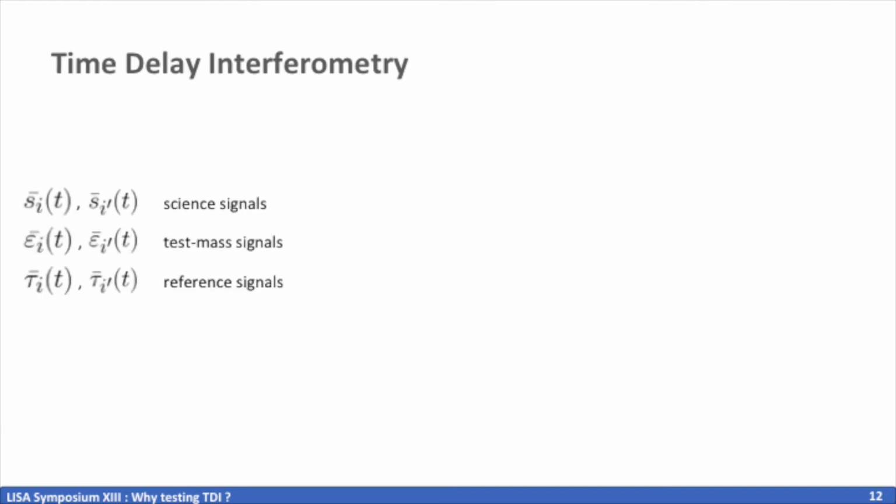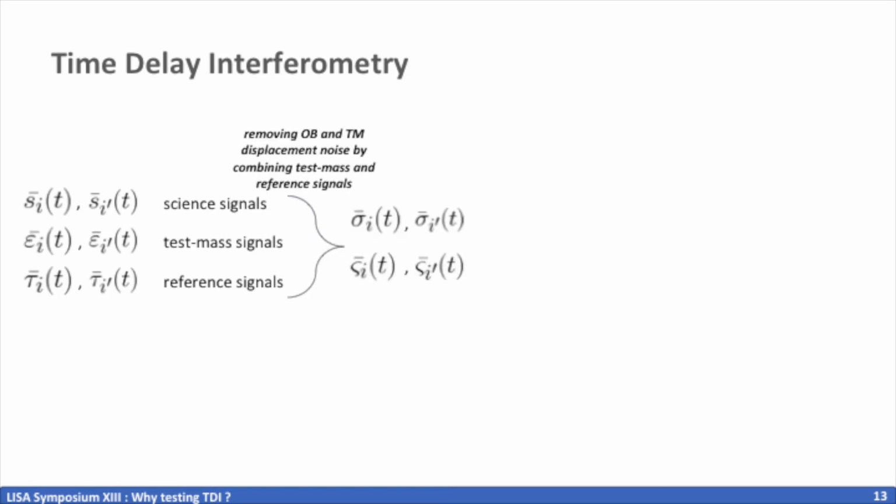So, to better understand how TDI works, we start with our signals performed on board, for local and adjacent optical bench. Then we remove optical bench and test mass displacement noise, combining redundant information in test mass and reference signals. Applying delays and combining these new variables, we can now remove laser phase noise from adjacent benches and construct the TDI variables.